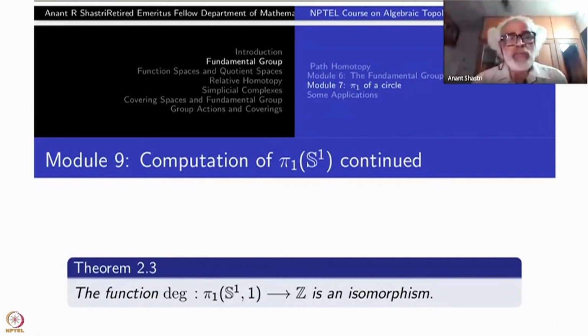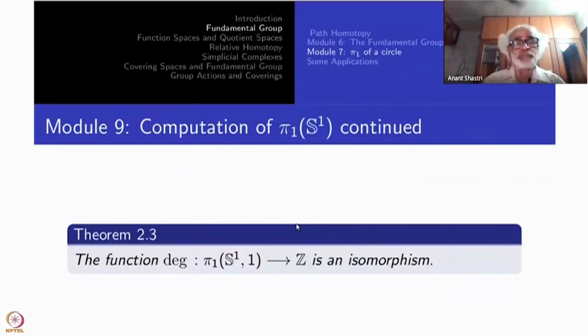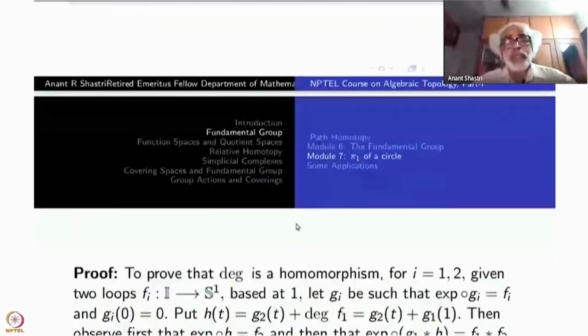This function, we want to show it now is a homomorphism, right? So this theorem: the function degree from pi1 of S1 to Z is an isomorphism. That is, one-one, onto, and a homomorphism. One by one, let us prove them. To show that degree is a homomorphism, what do we have to do?